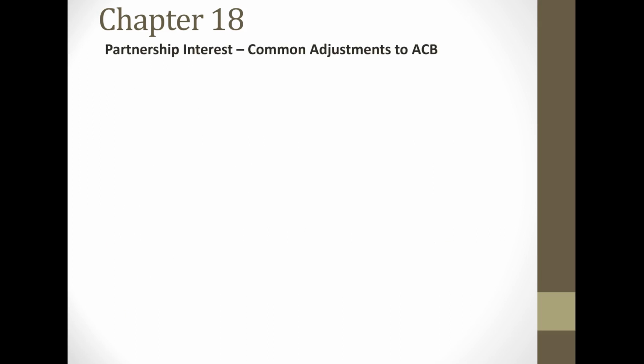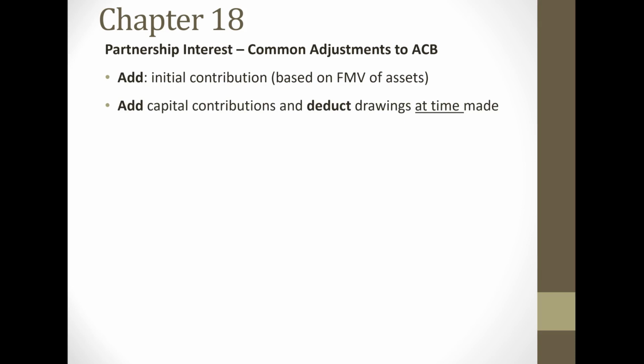Now, moving on to the next slide, what are some common adjustments to the adjusted cost base of a partner's partnership interest? Well, initially, it's going to be the fair market value of the assets that the partner contributes. So if, once again, a partner joins a partnership and they contribute some assets, the fair market value of those assets will be added to their adjusted cost base. Now, if the partner later on makes additional capital contributions, those will be added to the adjusted cost base. However, if the partner takes drawings from the partnership, that will be a deduction to their adjusted cost base.